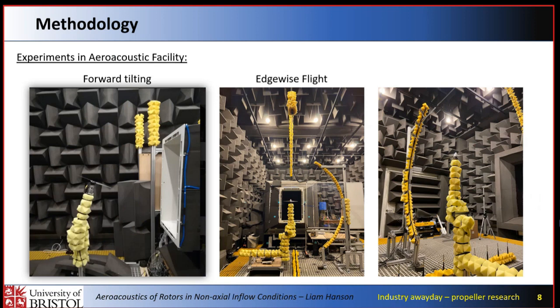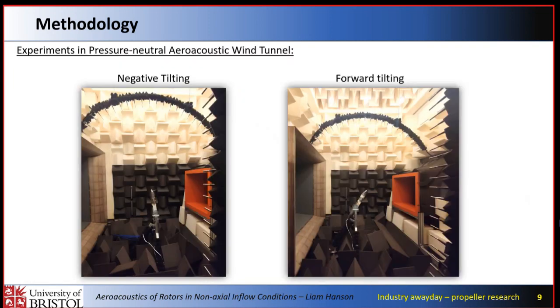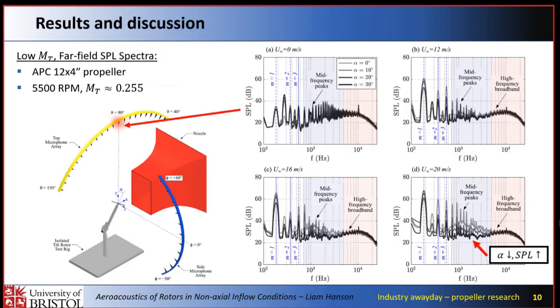So here are some example photos from the different test campaigns. This is from NOR's tests, forward tilting, edgewise flight. This is in the pressure neutral tunnel. We've got negative tilting, forward tilting today.